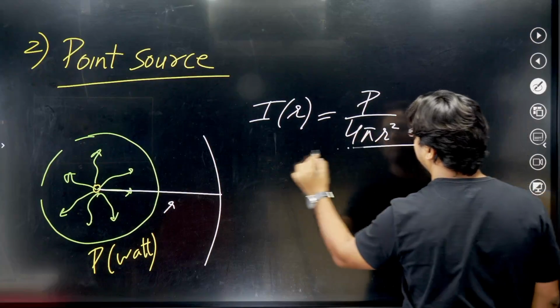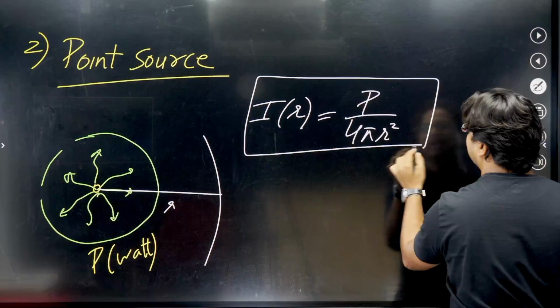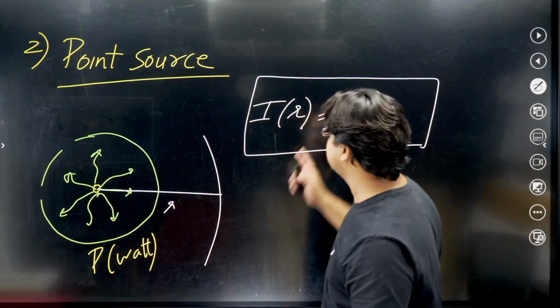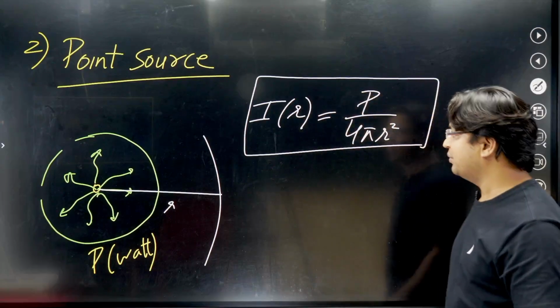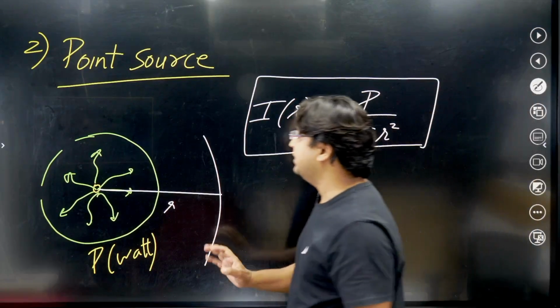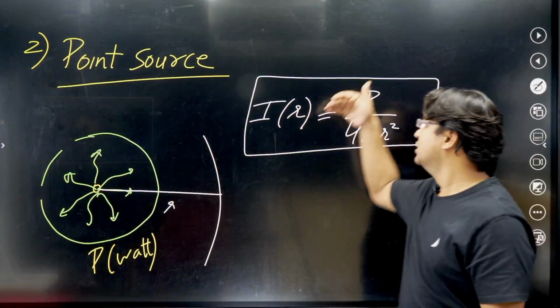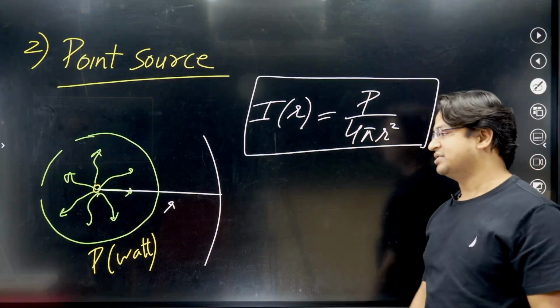This is one of the fundamental things that you need to keep in mind, how much intensity is there at a distance r from a point source. It is P divided by 4 pi r square. Why this? Power P is expanding through a sphere of area 4 pi r square. So power divided by area gives the intensity.